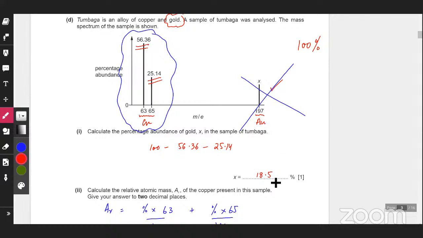So you have to get rid of gold. Gold is 18.5%. If I remove gold, because I don't want anything to do with gold, then out of 100, if I subtract 18.5, I get 81.5%. So this percentage is actually from 81.5. This is 81.5% of the thing. I'm getting rid of gold here. So I need to calculate the percentage again, because this copper 63 is 56.36% of 81.5%, since I've removed the 18.5% gold that was also present.